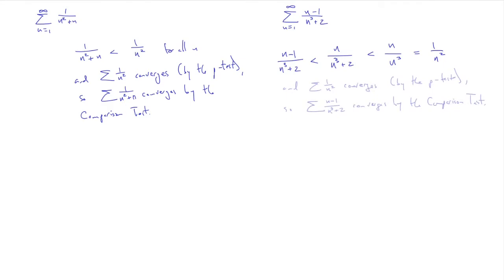And then to complete our argument, we have to now say, we know that sum 1 over n squared converges. It's a p-series with p equals 2, so it converges by the p-test. And that tells us that the series that we're interested in converges by the comparison test. And you need all these pieces to complete the answer.